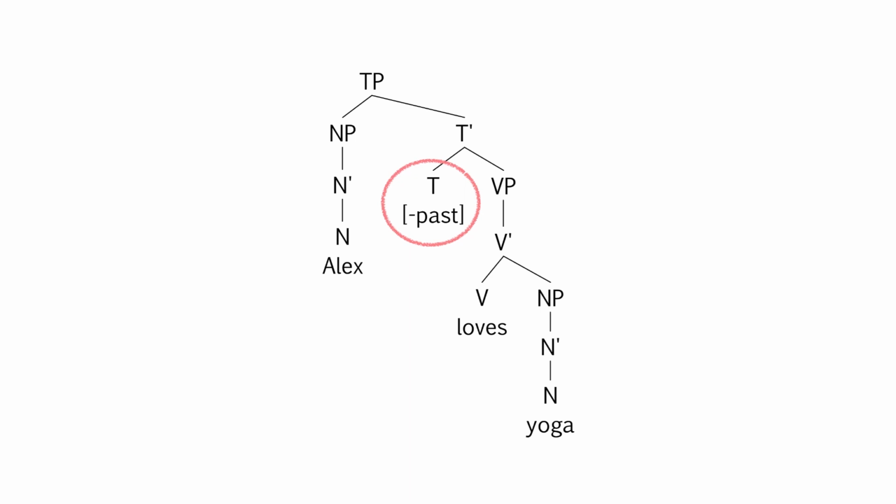The job of this feature in the T head position is to make sure that its complement has the correct form. Since this feature is minus past, it wants to make sure that the verb in its VP complement is in the minus past, that is, the present tense form. If there was some non-tense form of the verb there, like Alex loving yoga or Alex love yoga, the sentence would be ungrammatical.